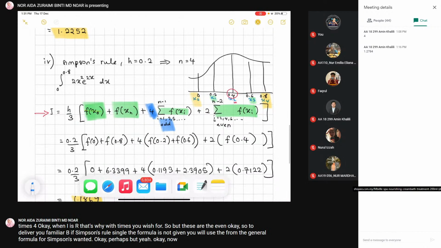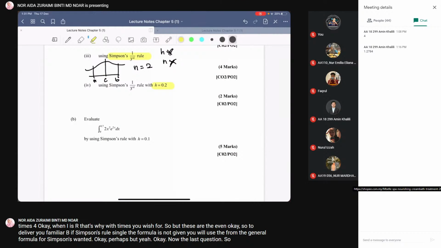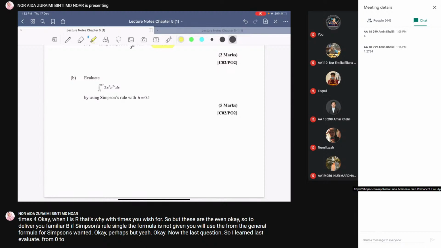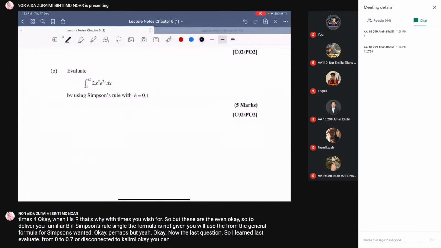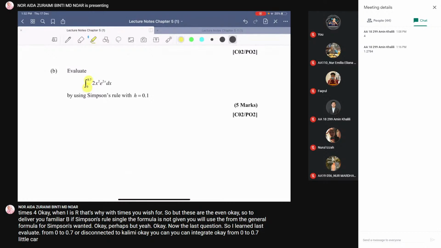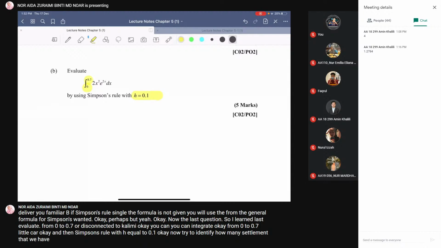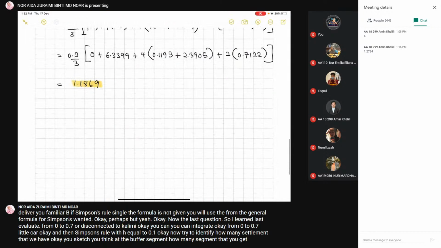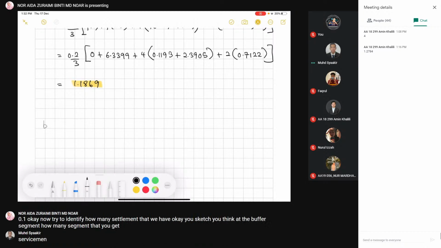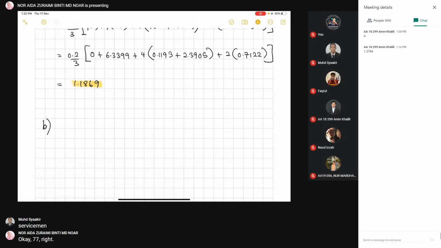Okay, now the last question. Soalan last, evaluate from 0 to 0.7. Okay, sekarang ni dia tukar limit. You kena integrate from 0 to 0.7, and then Simpson's rule with h equal to 0.1. Now try to identify how many segments that we have. You sketch, you tengok ada berapa segmen. Seven segment. Okay, 7 segment, right?